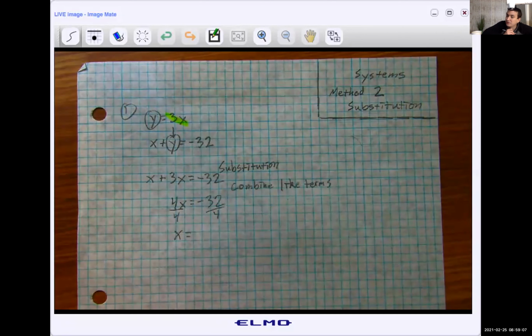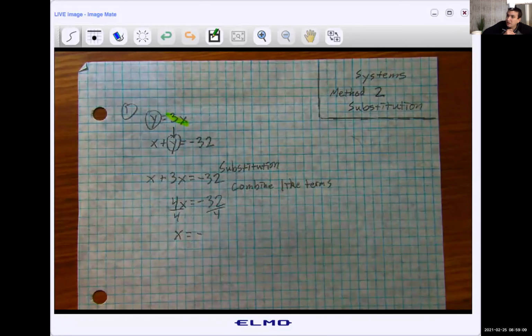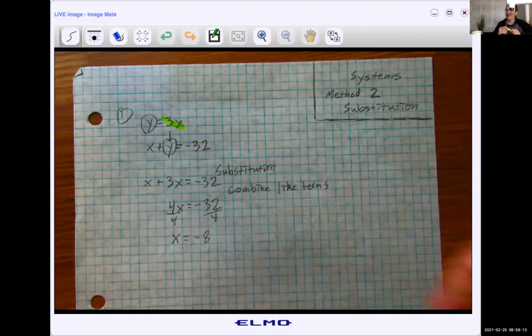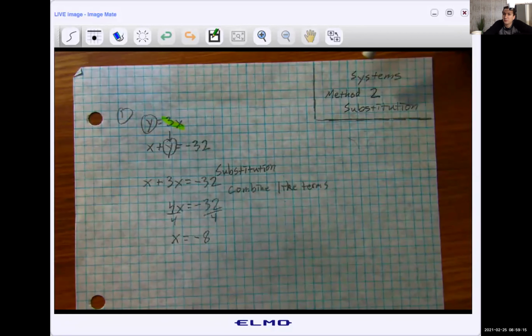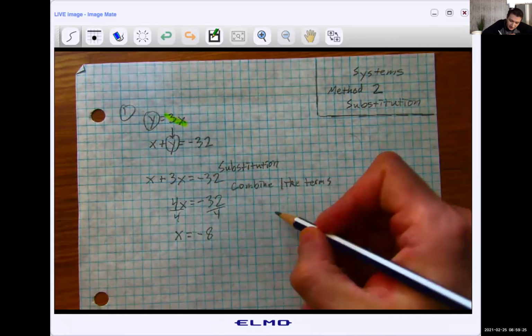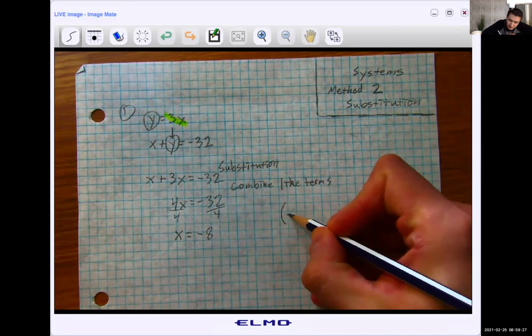See, negative 32 divided by 4 is going to be negative... what would that be? 8. So what we've done is we've solved for x. And what this means in our problem is wherever these lines are going to meet, it's at the x value of negative 8.